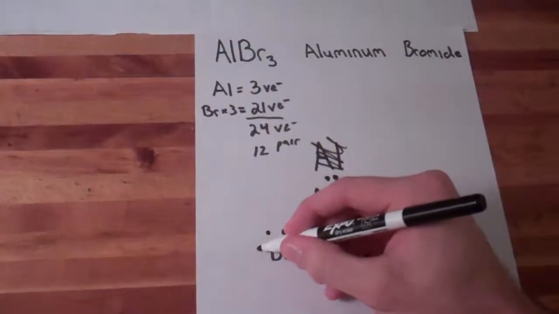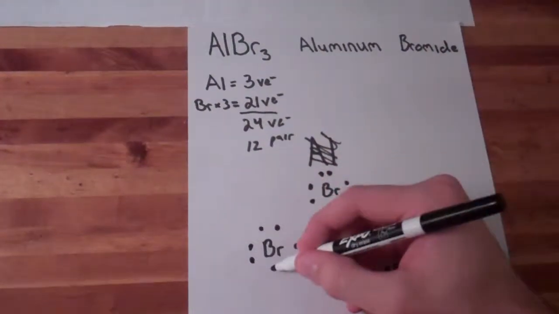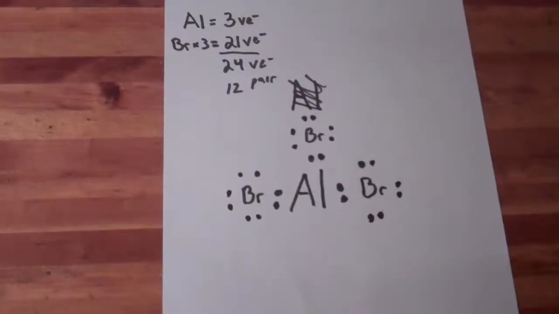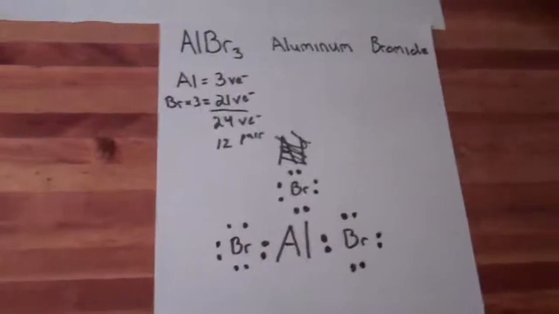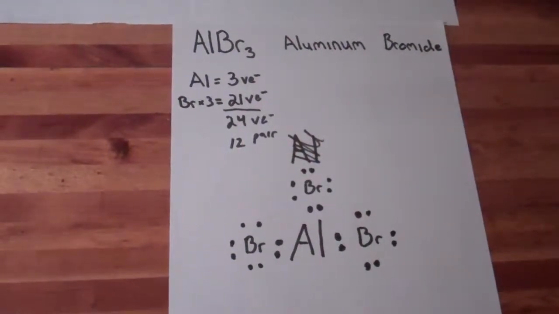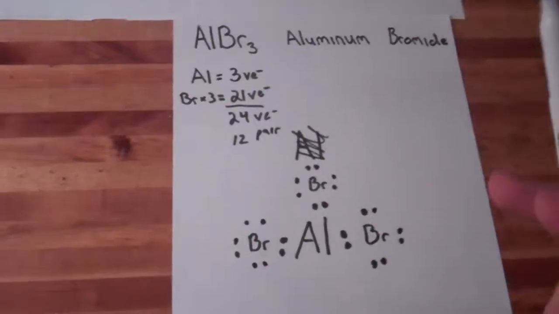Doing the same thing, making sure everything is balanced out. And that is the Lewis dot structure for aluminum bromide, as you can see.